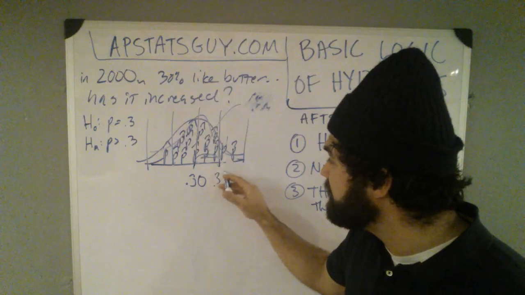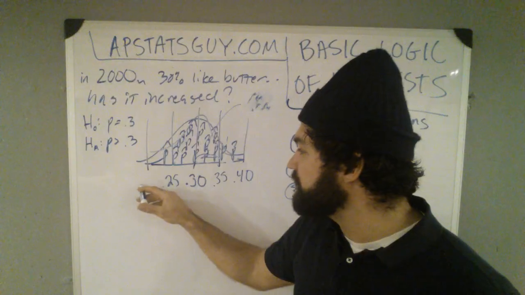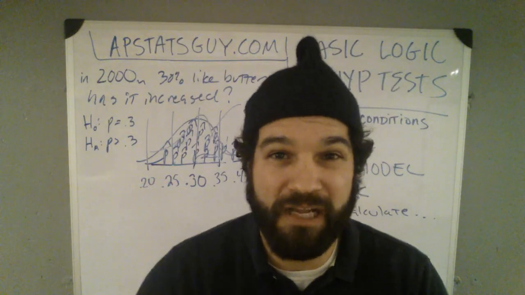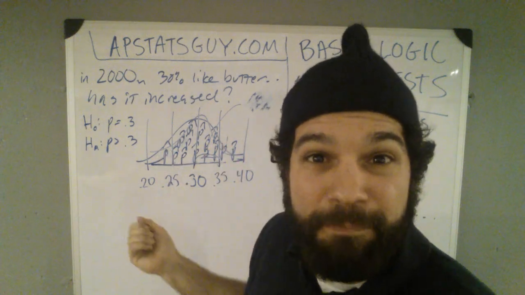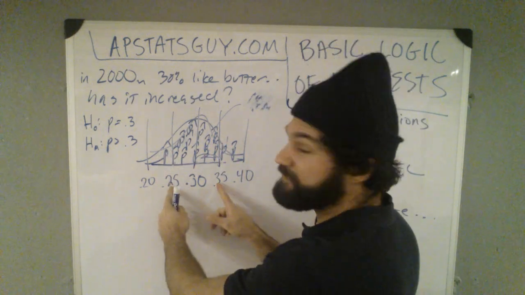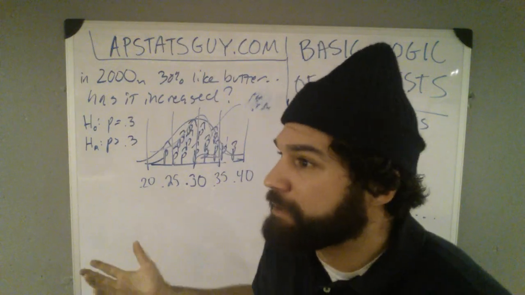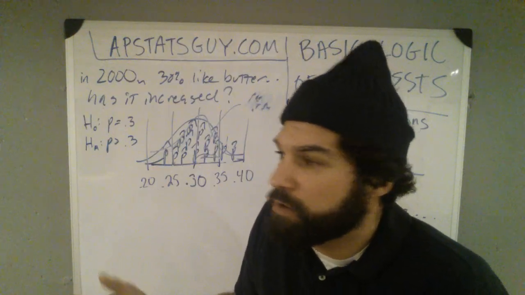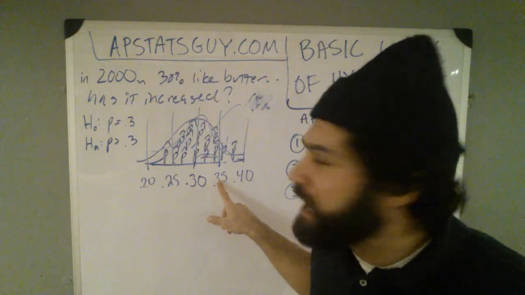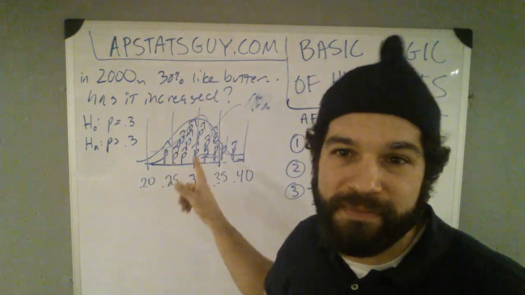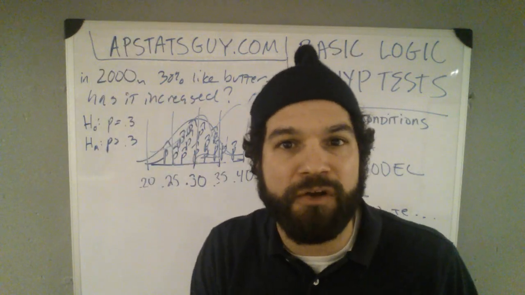So you say, well, even if 30% like butter, most of the time if I take a sample, the p-hat's going to be somewhere between 25 and 35%, right? So if I went out and took a sample and found out that my p-hat was 35%, I wouldn't say they've definitely gone up, because this is how things just happen randomly. Like if I got 31%, I wouldn't say, yes, they love butter. You're not going to draw conclusions.